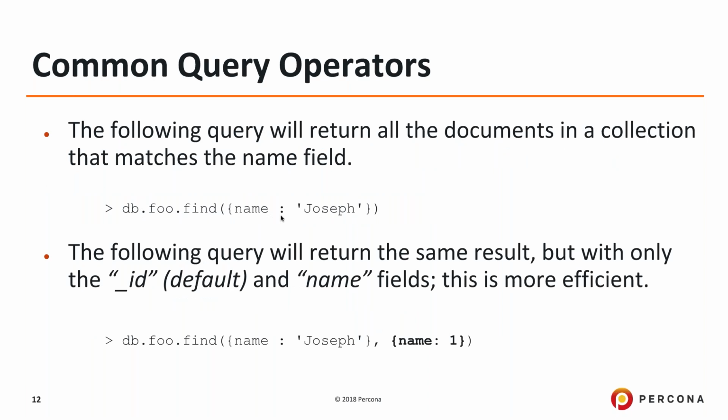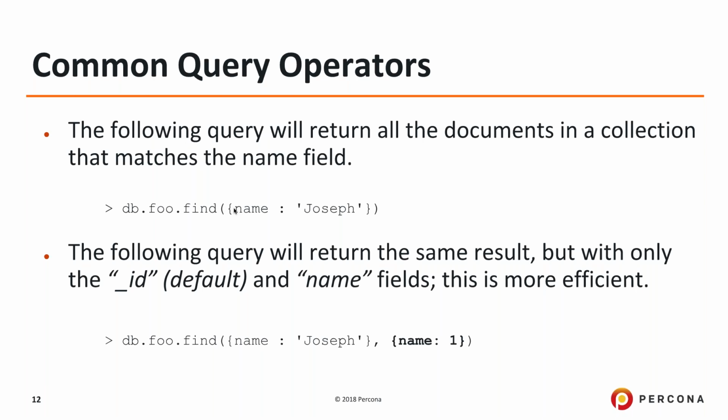This is probably the most common operation you'll ever do on Mongo, which is a find query, similar to a select in MySQL. In the example here, we've got db.foo.find, and in the brackets, we've got a JSON document that says name: Joseph. So this is going to use the document field name across the entire collection foo to try and find a match on Joseph.